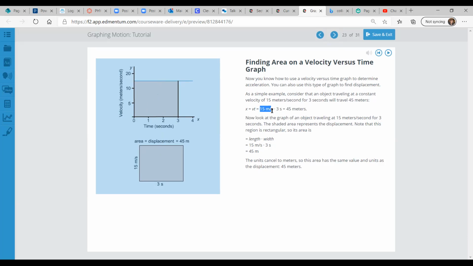So we have 15 meters per second times 3 seconds. So if you're going 15 meters per second for 3 seconds, you're covering 45 meters, given that velocity is constant right here, right? That's why the graph looks like this. And you can think of that as a rectangle, right? Time equals 3 seconds times velocity equals 15 meters per second.